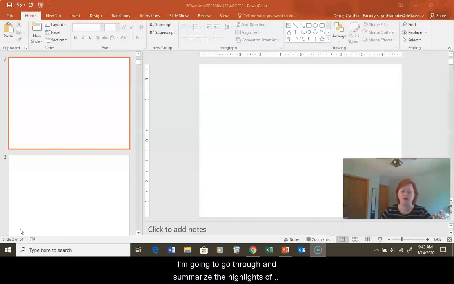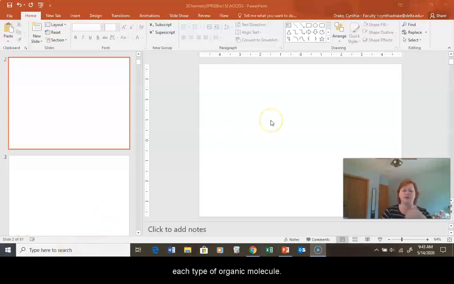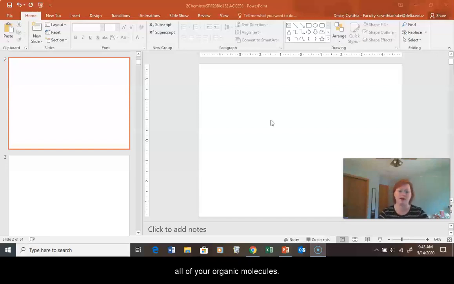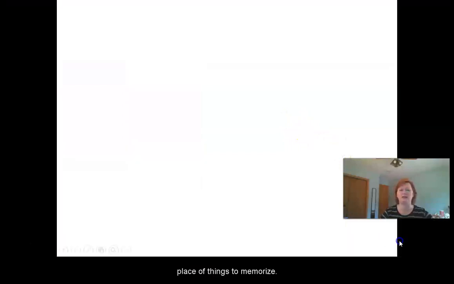I'm going to go through and summarize the highlights of each type of organic molecule and fit it on 1/4 of that piece of paper, so that by the time you're done, you'll have a piece of paper that maybe looks like this and has the highlights of all of the organic molecules. Now keep in mind it's not going to have everything on here, but it's going to at least give you a really good starting place of things to memorize.